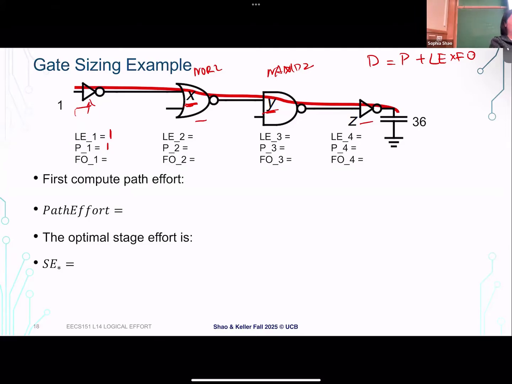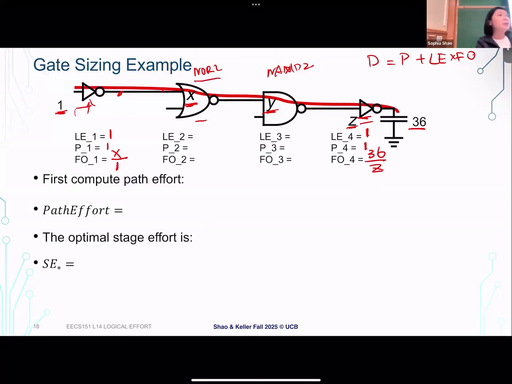What's the fan out I'm driving here? X, right? We mentioned the fan out is basically the downstream gate, so we're driving the downstream gate. It's X over 1 because my first inverter is sized at 1 here. We can do the same thing for the other inverter. Again, logical effort is 1, parasitic effort is 1. The fan out here, I'm driving the load, right? For the last inverter it is 36 over my size, Z. So we are done with the inverters.